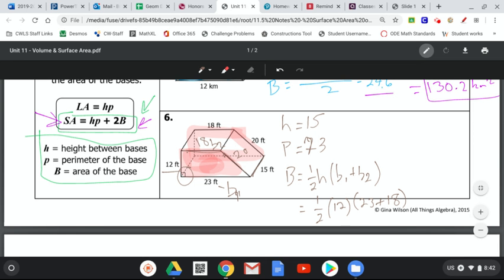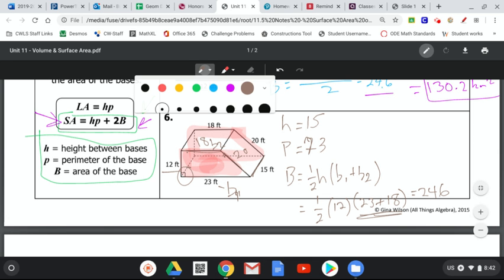All right, so when we do that, make sure you plug the 23 plus 18 in your calculator first, multiply that by 12 and divide it by 2, and that's going to give you 246.